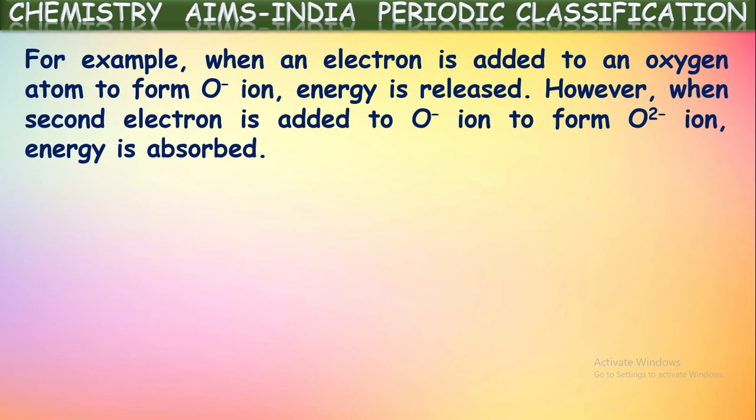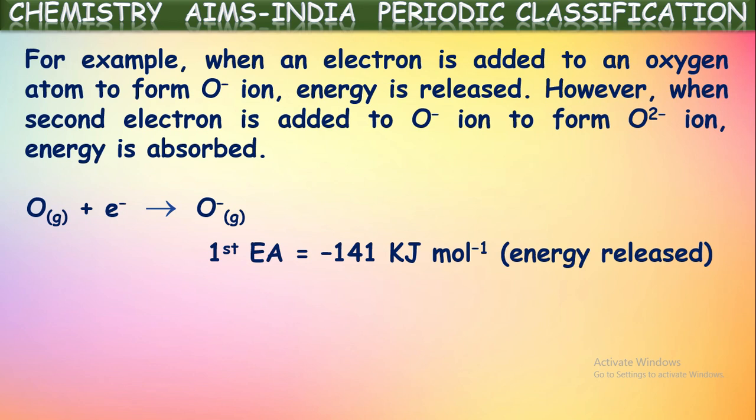For example, when an electron is added to an atom of oxygen to form O- ion, energy is released. While taking the first electron, oxygen releases a certain amount of energy which we call the first electron affinity. However, when a second electron is added to O- ion to form O2- ion, energy is absorbed. So equationally they are mentioned. Suppose for the neutral gaseous oxygen atom, if an electron is given, it becomes an O- anion, and a certain amount of energy is released, and it is shown with the negative symbol here. This represents an exothermic process, meaning energy is released.